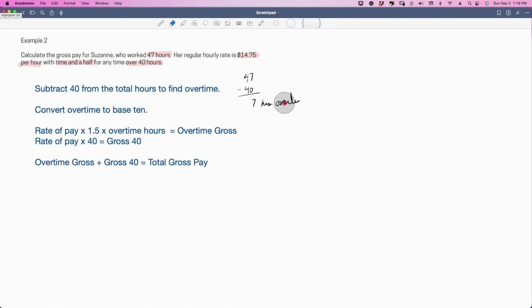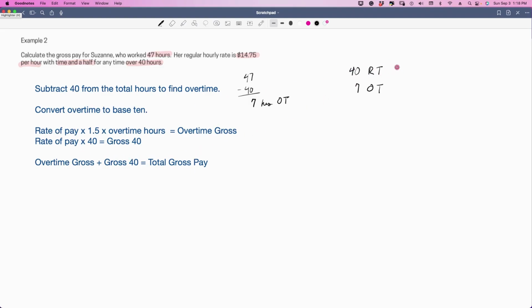A lot of times you'll see it on a paycheck as OT. It's written like OT for overtime. So that would be the amount of overtime pay she receives. Then we're going to convert overtime to base 10. Well, we don't have to convert it to base 10 because it's whole hours. There's no minutes, so it's already in base 10. So we have 40 regular hours, regular time, and we have 7 overtime, and that's her total for the week. So now we have to look at how that is calculated.